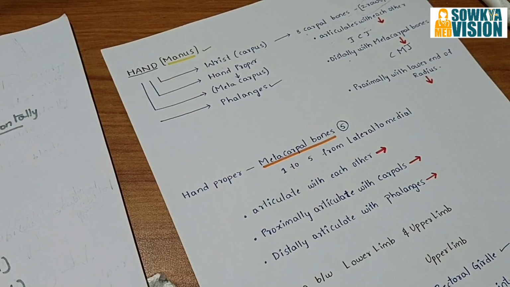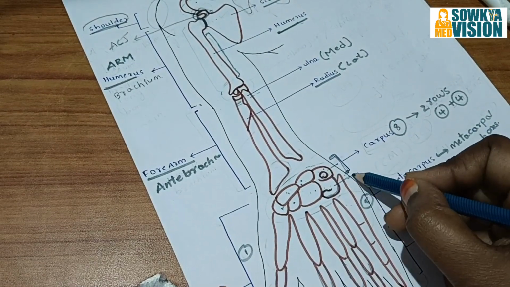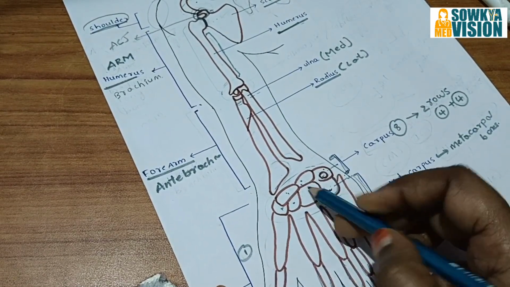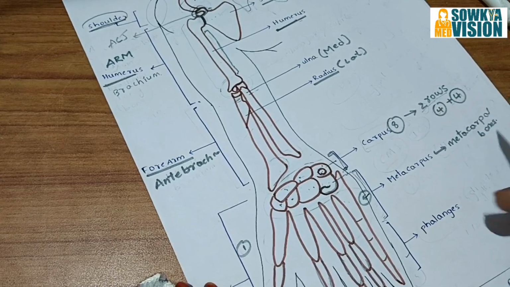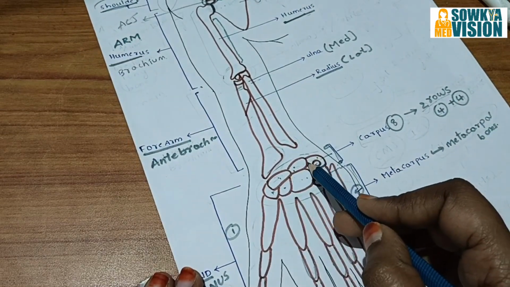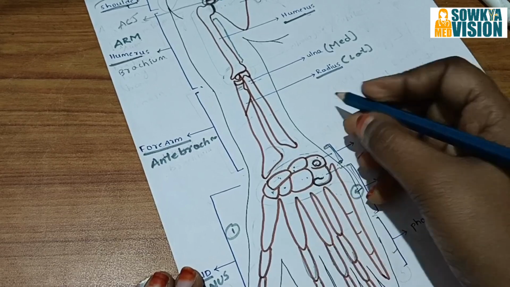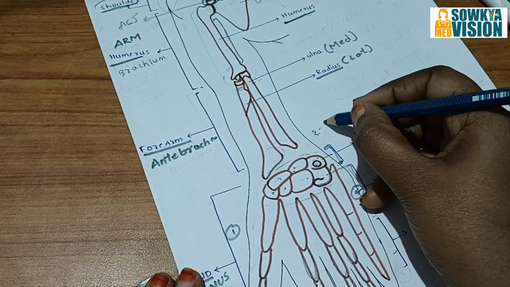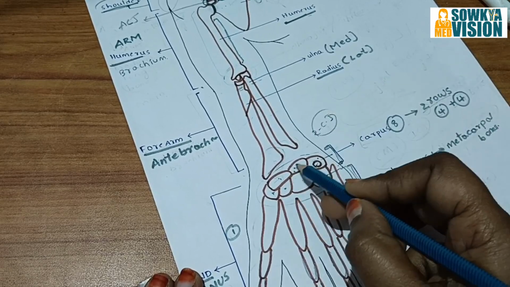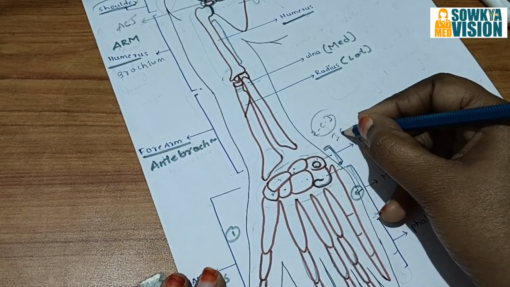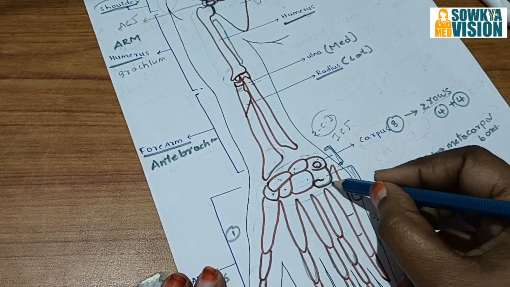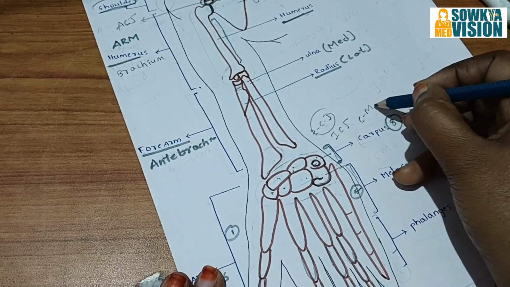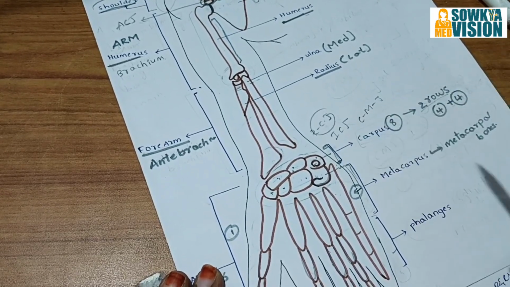And now let's see the part of hand. Hand contains three parts, as we said: carpus, metacarpus and phalanges. Carpus, 8 carpal bones arranged in 2 rows, 4 plus 4. The proximal row of carpals articulates with the lower end of the radius forming the radiocarpal joint, and these carpals with each other form intercarpal joints, and the distal row of carpals articulates with the metacarpals forming carpometacarpal joints. So 3 joints are made by carpals.